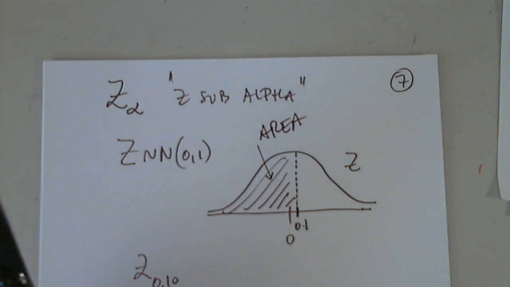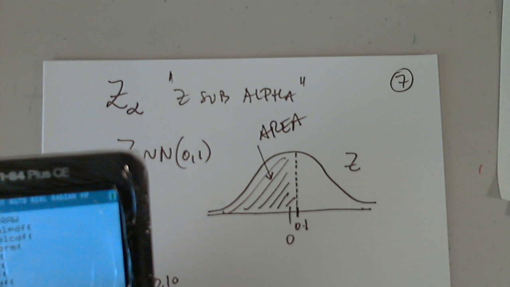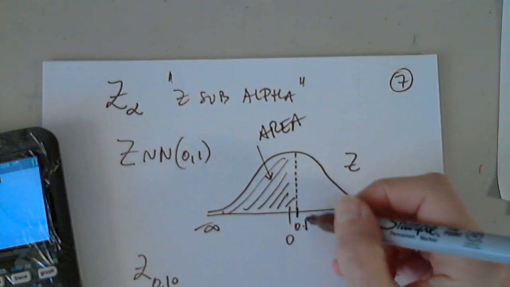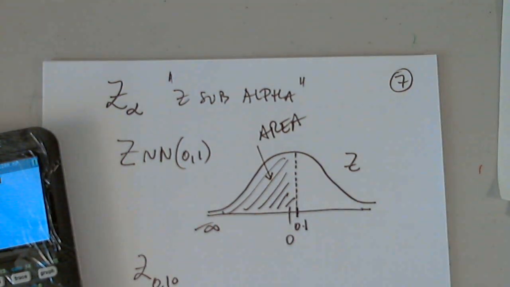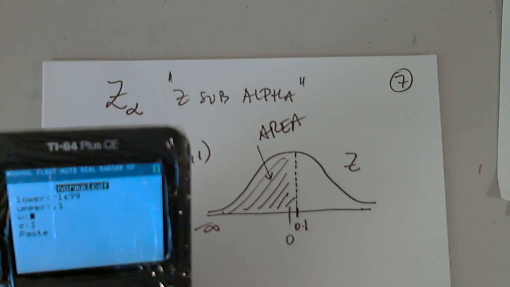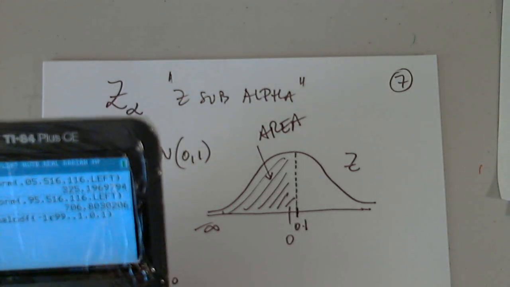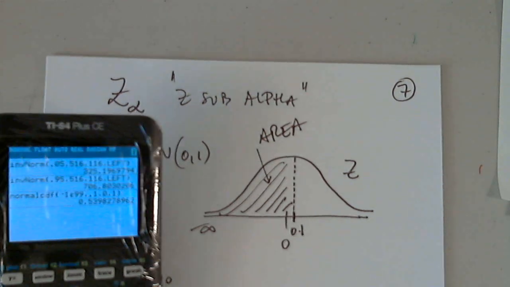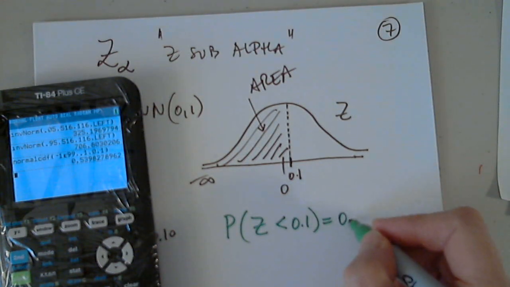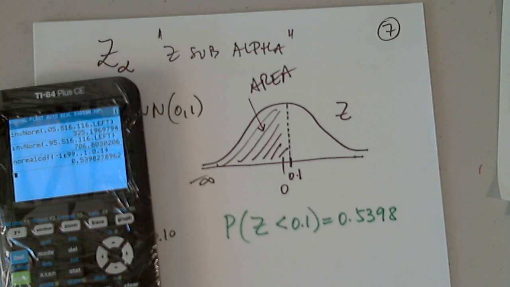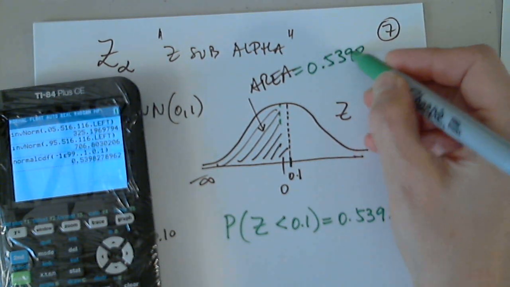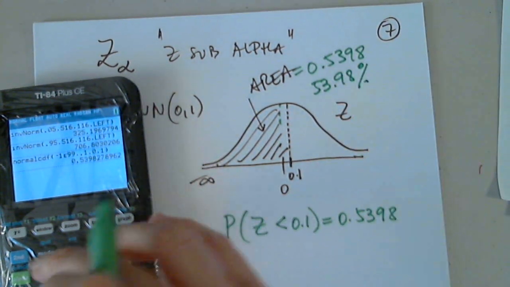So this is not inv norm, this is just a normal distribution. So we go to normal CDF from negative infinity to 0.1 with a mean of 0 and standard deviation of 1 because we are talking about the z-scores. So the upper is 0.1, 0 and 1. It better be more than 50%, and it is. So the probability for z to be less than 0.1 is 0.5398. It has to be more than 50% because here is 50%. So the area is 0.5398, or 53.98%.